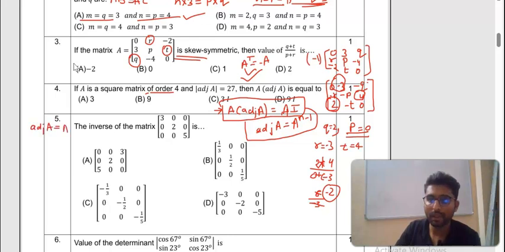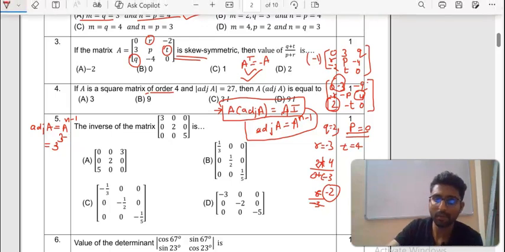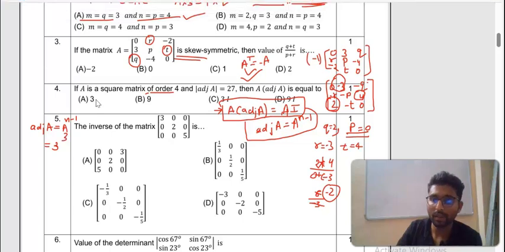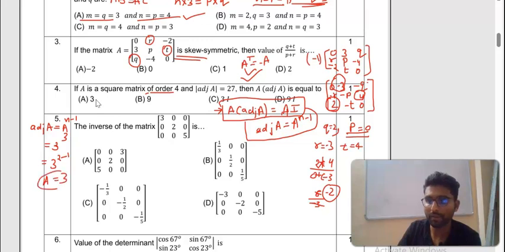So what is A raised to the power n-1? That is 27. It's in exponential form. 3 raised to the power 2 minus 3 minus 3 raised to the power 3. You can write 3, 2 minus 1. So the value of A is 3.